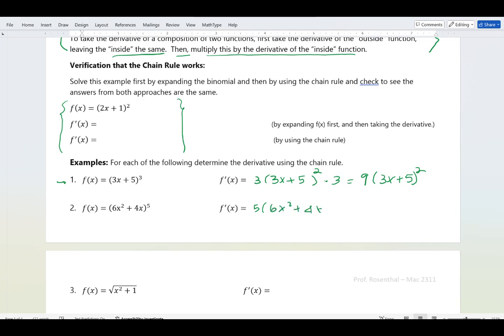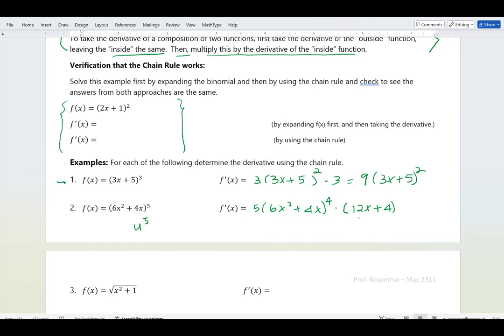So differentiating the outside function. Remember, it's like u to the 5. It's of the form u to the 5. So the derivative will be like 5 times u to the 4. And the u is staying the same, the inside part is staying the same. And then multiply everything with the derivative of the inside, which is 12x plus 4. So we can leave it like that.